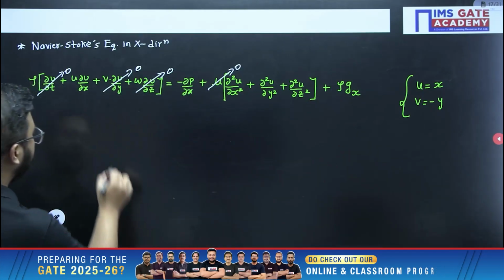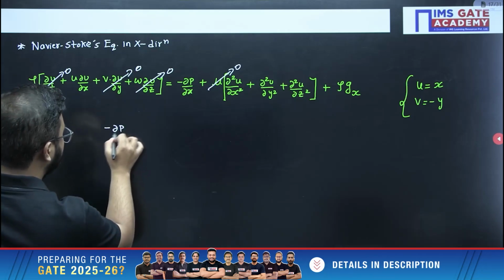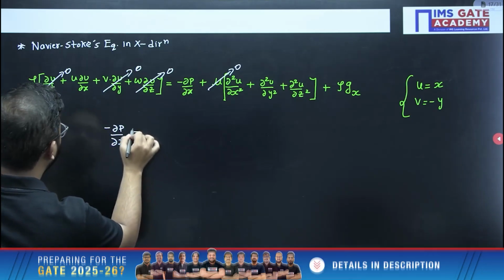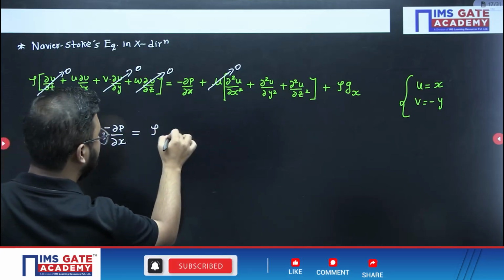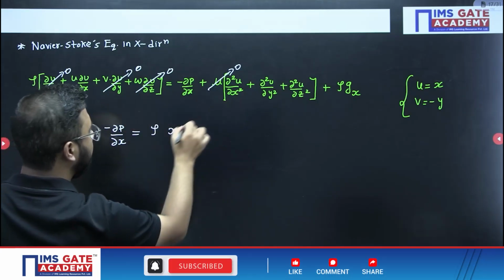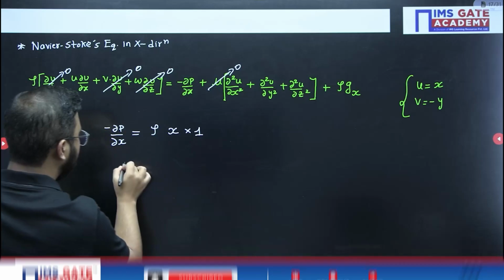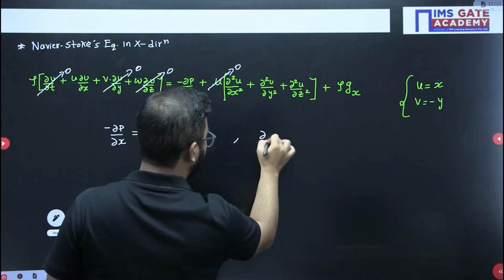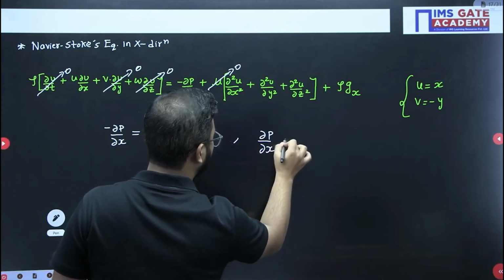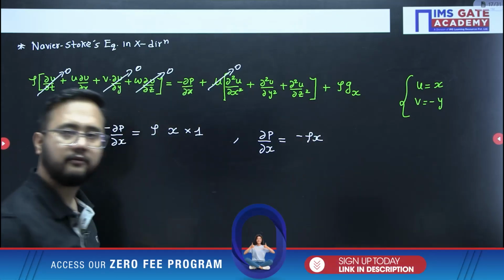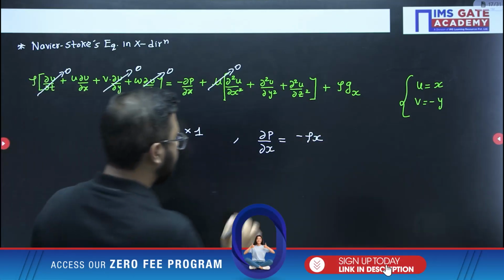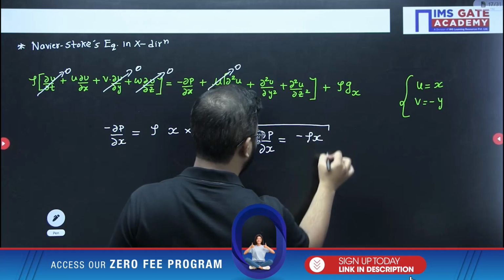So directly I can write minus dou p by dou x equals rho u dou u by dou x. What is u? x. Dou u by dou x value will be what? 1. So you will get dou p by dou x as minus rho x. This is the value we finally got for dou p by dou x.